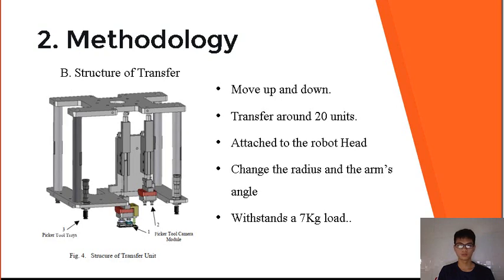Camera modules move between processes in the camera module transfer units, which can transfer around 20 units. In general, a SCARA robot has flexibility because it can operate by changing the small or large radius and changing the angle of the arm during rotation. In addition, the SCARA robot is designed to withstand a 7 kg load, so it can not only transfer camera modules to the transfer unit, but also serve as a device to move the tray to the desired place.